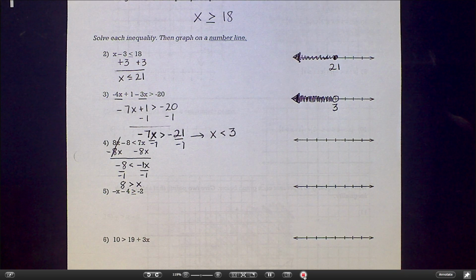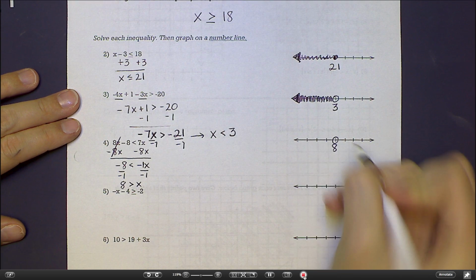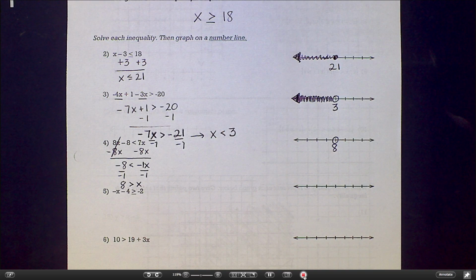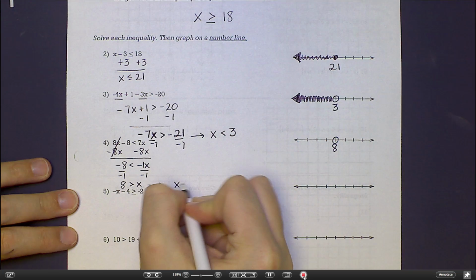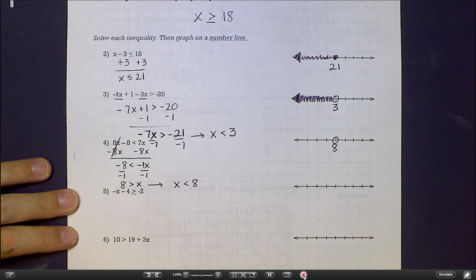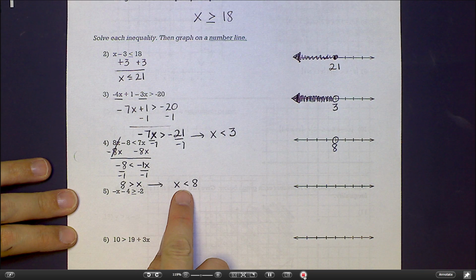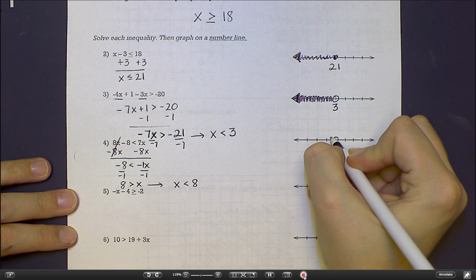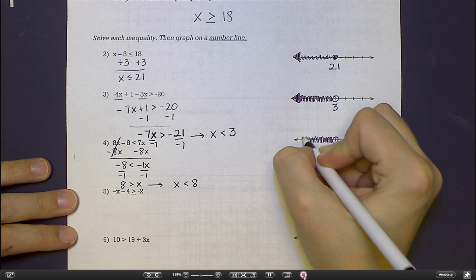But when I think about putting this on a number line, I know I don't want to include 8, so it's going to be an open circle. I want to shade everywhere where 8 is bigger than x, which is really the same thing as saying x has to be smaller than 8. These two are really saying exactly the same thing, but this one's a little bit easier to interpret in terms of your number line. So once again, I'm shading to the left for less than.